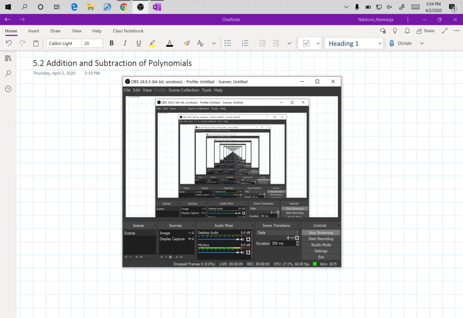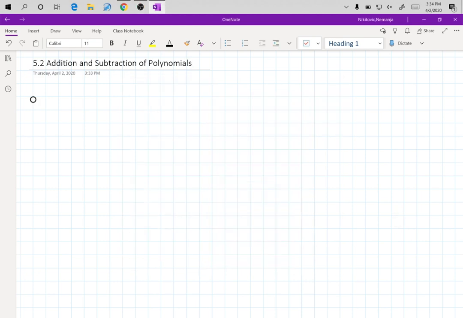We are going to take a look at section 5.2 for addition and subtraction of polynomials. This is somewhat a short section because we are looking at addition and subtraction of like terms, and this is something that is used a lot. It will be definitely used in every course that follows after this one. So I'm hoping that you will pay extra attention and learn it very well.